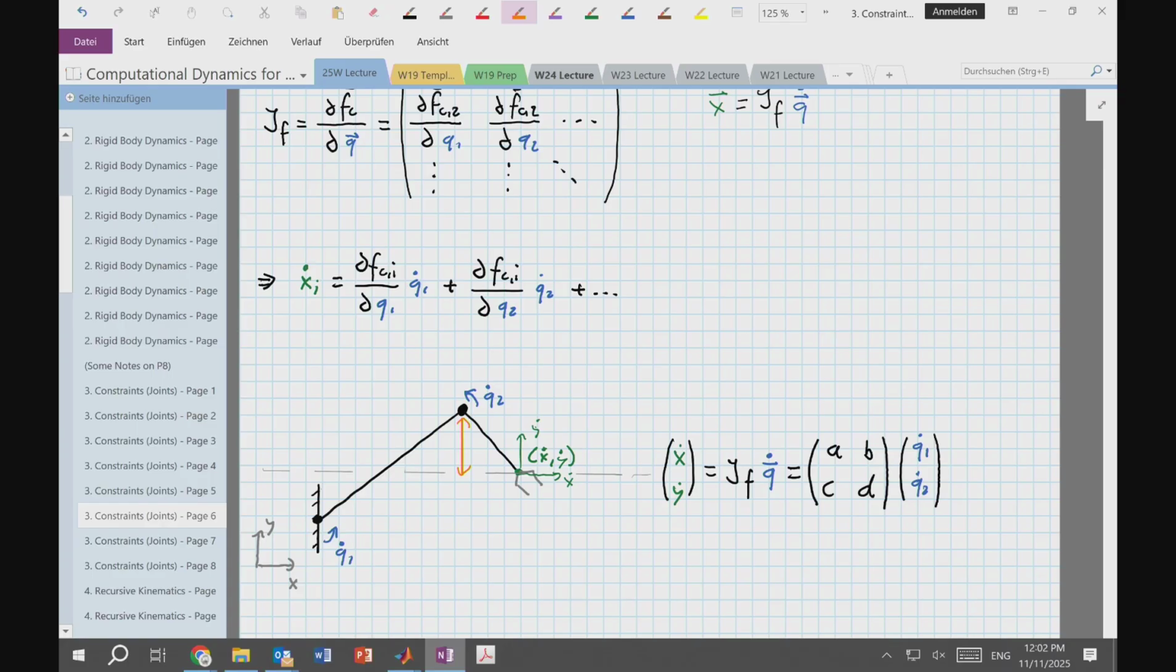More precisely, that velocity, x dot, the component in this direction, is equal to that distance times q2 dot. In other words, what is this distance? q2 dot times this is giving me x dot. So that distance here is exactly b. Very, very simple lever arm.